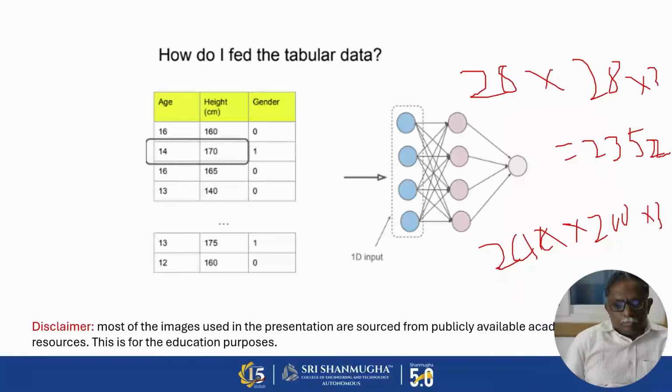So for that, we have to go for the convolution neural network. What is a convolution neural network? It is a mathematical operation applied on the images to get the important features.